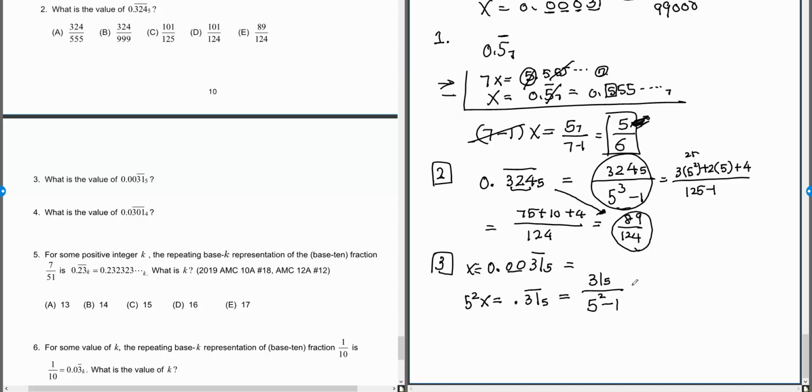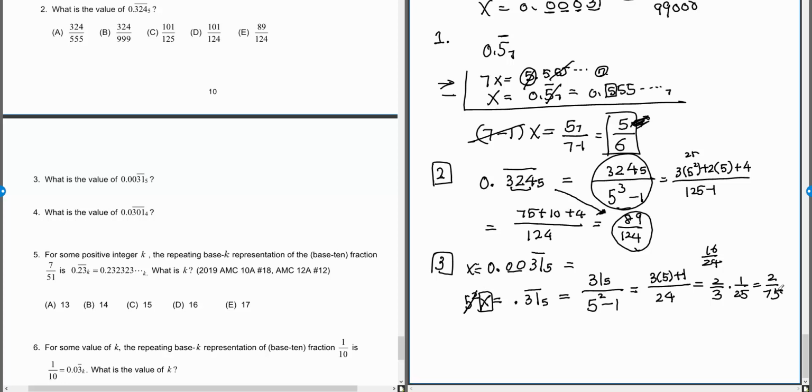So what is this one? 31.5 is what? 3 times 5 plus 1, that is 16, right? That is 25 minus 1, 24. So actually 16 over 24 is what? 2/3, isn't it? Yeah. But we're going to find the value of x. You can divide it by 5 squared again, right? So divided by 1 over 25 over here. So the value of x equals 2 over 75 is the answer.